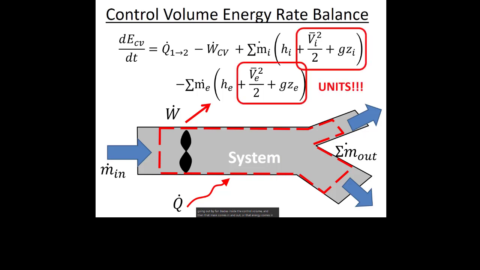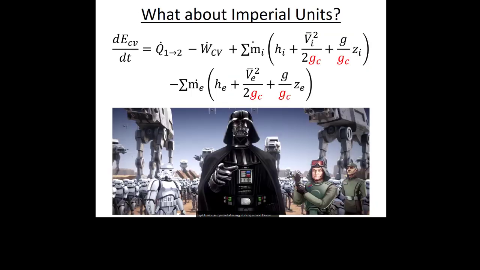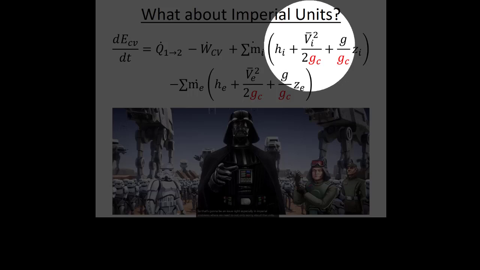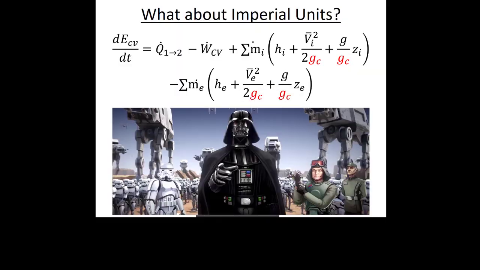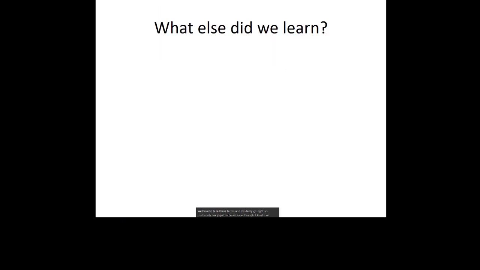Anytime I get kinetic and potential energy sticking around, I know that I'm worried about the units, right? So that's going to be an issue, especially in imperial problems, where we need to not only worry about the units, but just to get the right quantity, to get the energy per unit mass, we have to take these terms and divide by GC. Right? So that's only really going to be an issue if kinetic or potential energy stick around, which is often not the case.